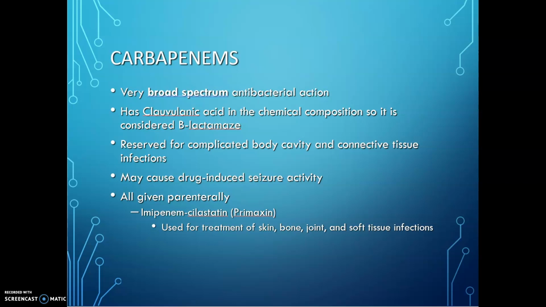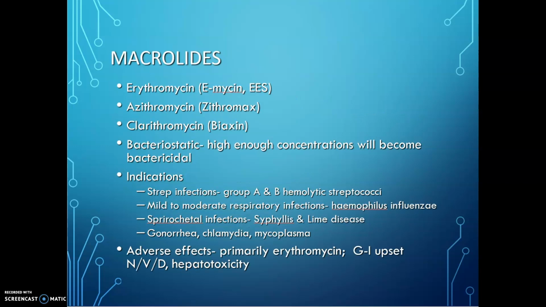On to my carbapenems. These are very broad-spectrum antibacterials. They have that same clavulanic acid to disrupt the beta-lactamase enzymes that bacteria use to protect themselves. And these are far more dangerous, right? They're for more complicated body cavity and connective tissue issues, so we use them for bones, joints, skin, and soft tissue infections. And the big risk is seizure for carbapenems. This is an IV drug, and they are going to be admitted to the hospital if they need to get a carbapenem.